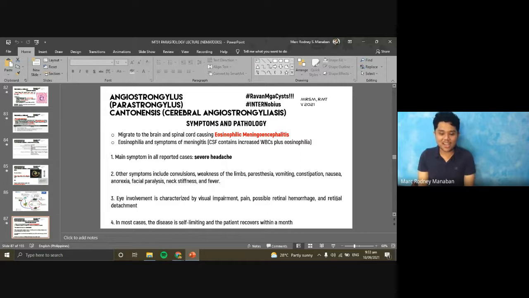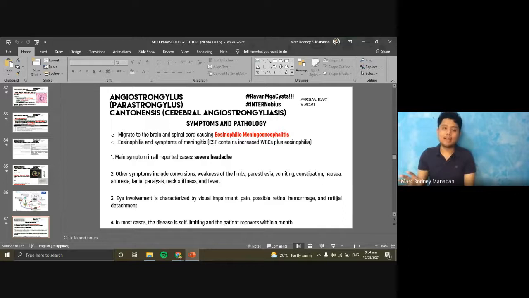Because again, as mentioned, the larva will migrate to the brain and spinal cord. Again, it causes eosinophilic meningoencephalitis. So, the CSF contains increased eosinophils and increased WBCs. Now, the main symptom among patients affected by this is severe headache. Aside from that, there are neurological symptoms like weakness of the limbs, paresthesia, vomiting, constipation, nausea, anorexia, facial paralysis, neck stiffness, and also fever. Eye involvement is characterized by visual impairment, pain, possible retinal hemorrhage, and retinal detachment.